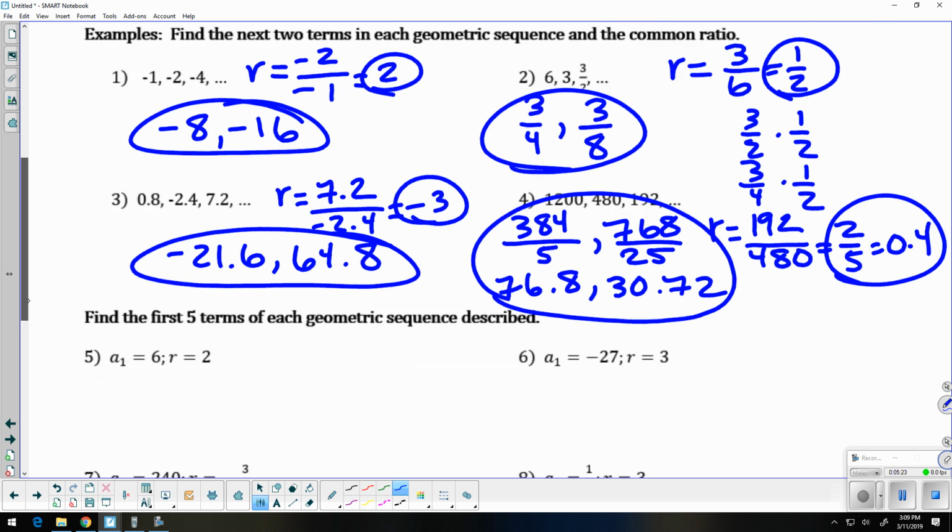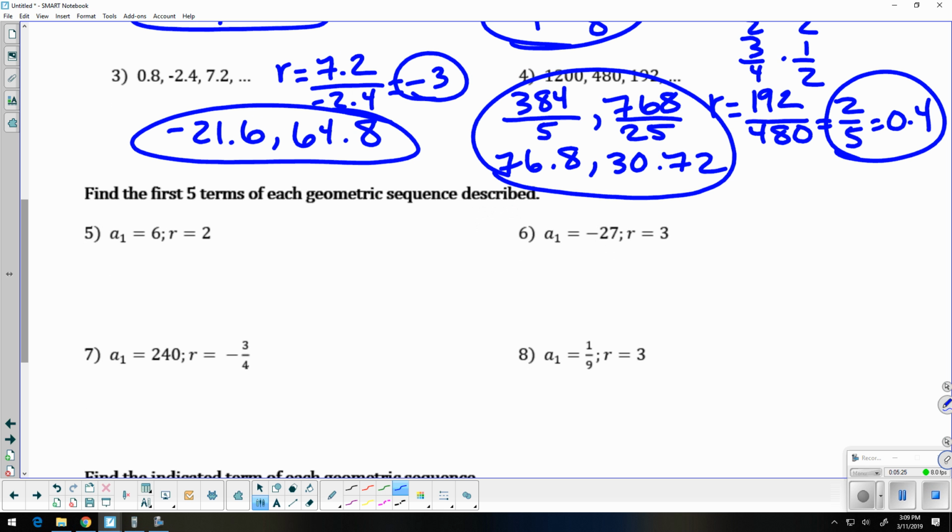Okay? So now in our next section, directions say to find the first 5 terms of each geometric sequence that's being described. So we have the first term, and how we're getting to the next 4 is we're just going to keep multiplying that next term by 2. So 6 times 2, the next term should be 12, times 2 is 24, times 2 is 48, and then times 2 is 96. So there's the first 5 terms.